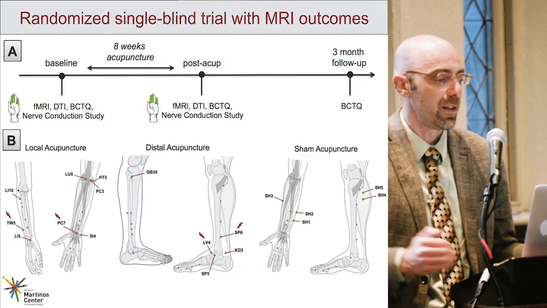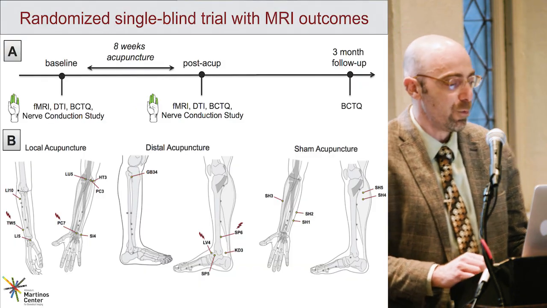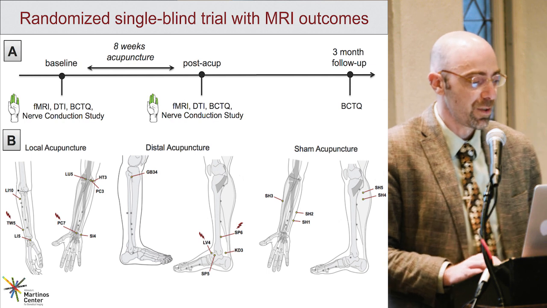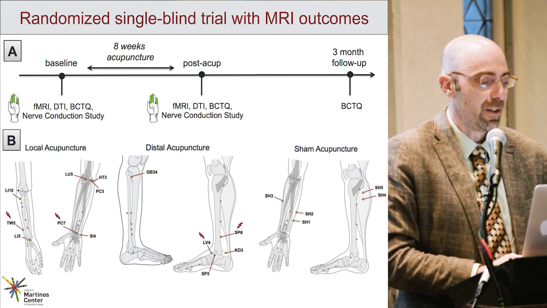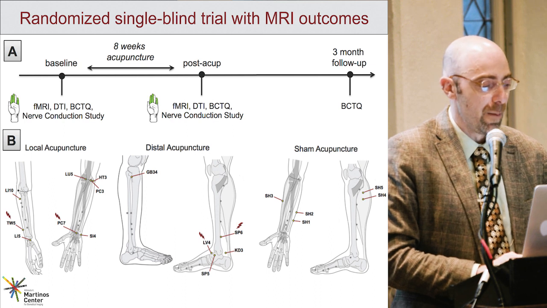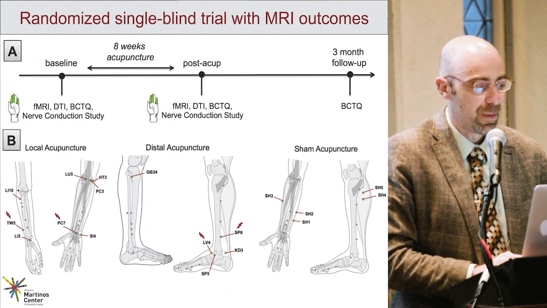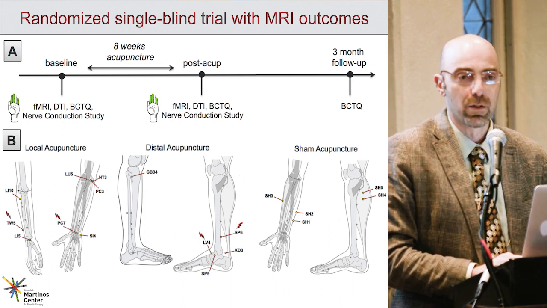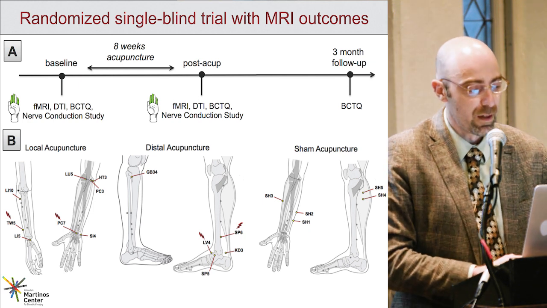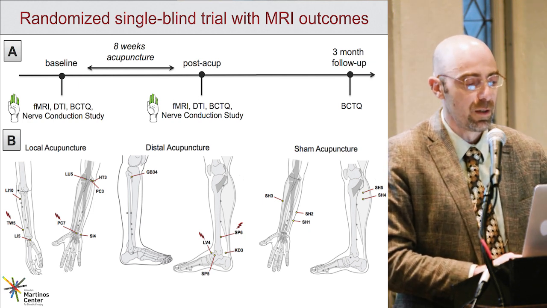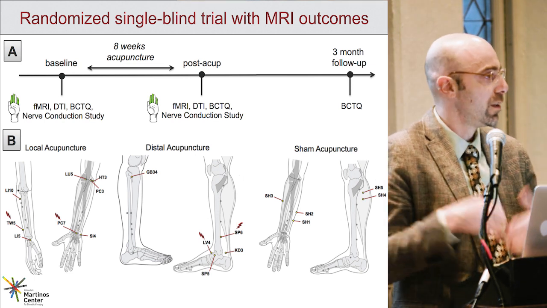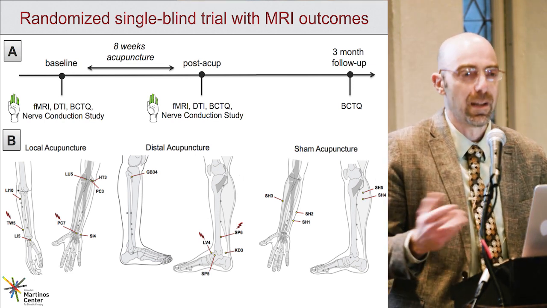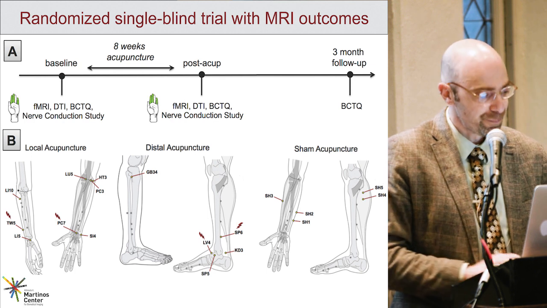And so then we continued with another follow-up study, with a much larger sample size. And here we had 8 weeks of acupuncture. We evaluated them both at baseline and at post-acupuncture periods. And then we had a clinical 3-month follow-up with something called the BCTQ, which is the Boston Carpal Tunnel Syndrome Questionnaire. That's just a validated questionnaire for the kinds of pain and paresthesias that the patients are feeling.